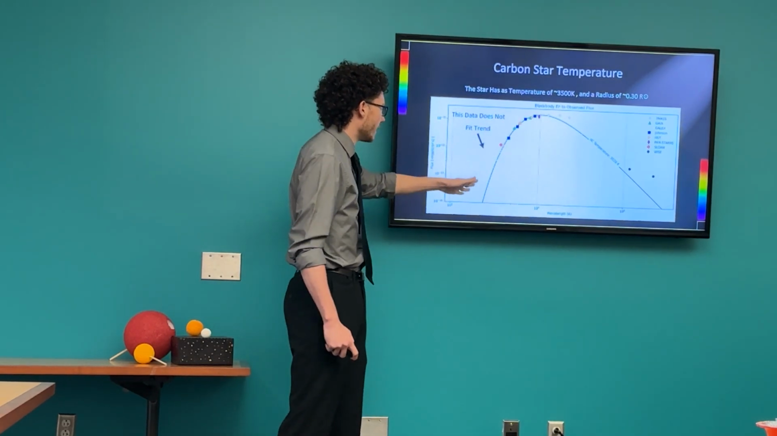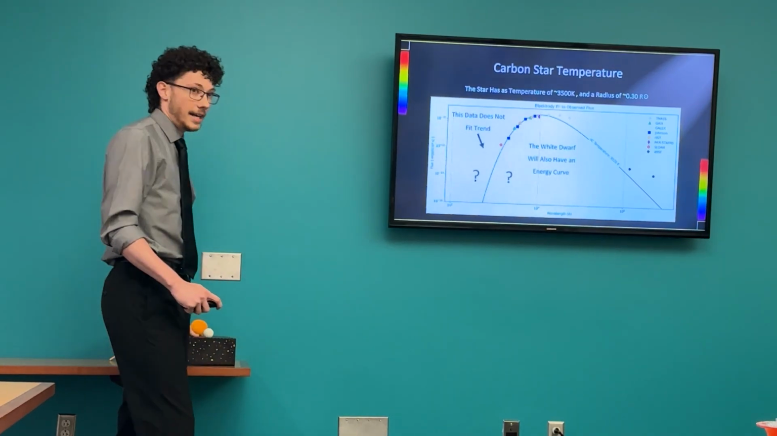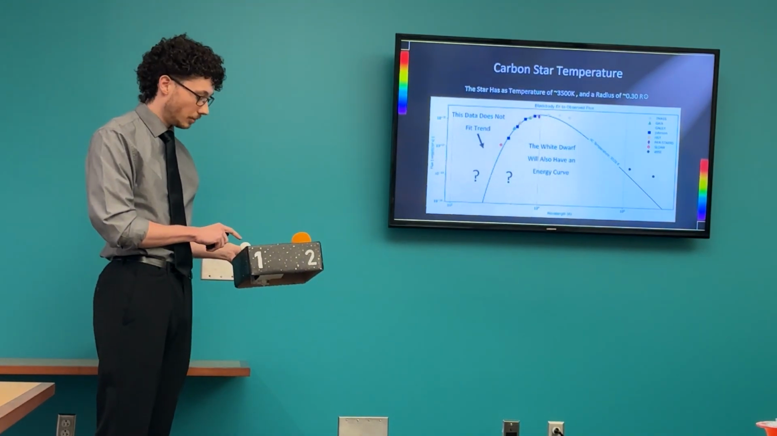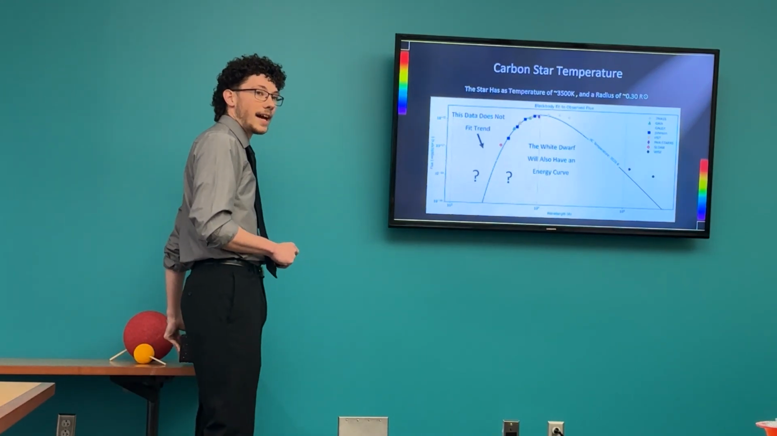But if you look here, a little bit of this data doesn't really fit. It kind of seems to break this downward trend that we had going. And we can't forget, though, that this is a binary system. So this white dwarf, even though we can't see it, should also have an energy curve. So where is that, and how do we find that?